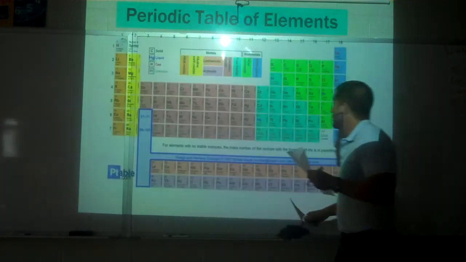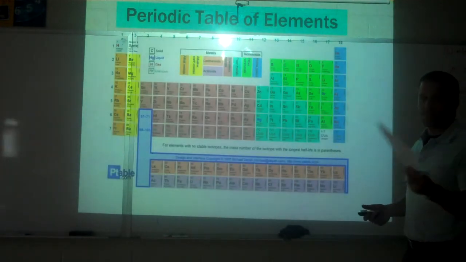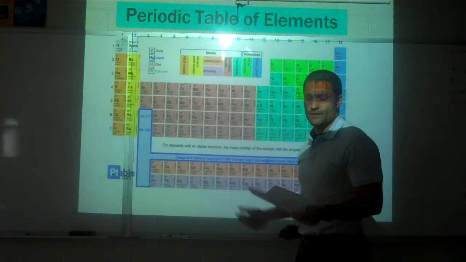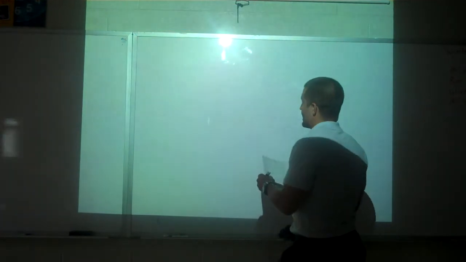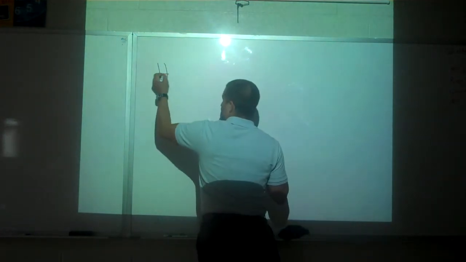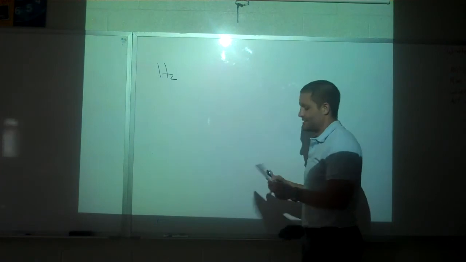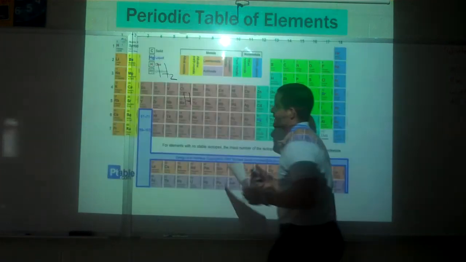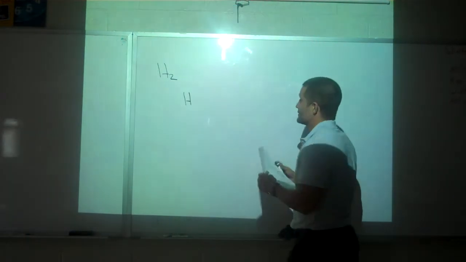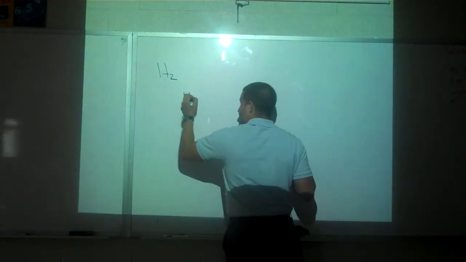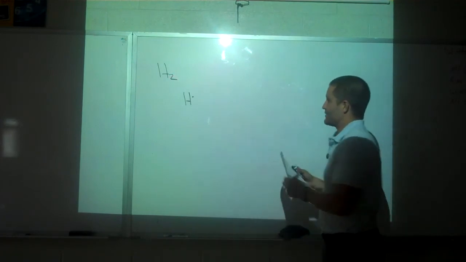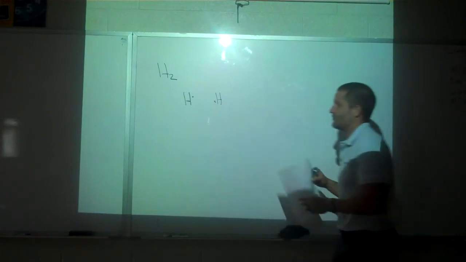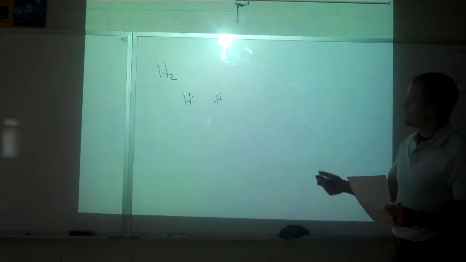Now let's do a compound. Let's draw a little structure. I'm going to do a very simple one, H2, hydrogen gas. We know hydrogen only has 1 valence electron, and we have 2 of those hydrogens. I'm going to represent one by an X so you can see it, so now I'm representing both of those because they both have 1 valence electron.